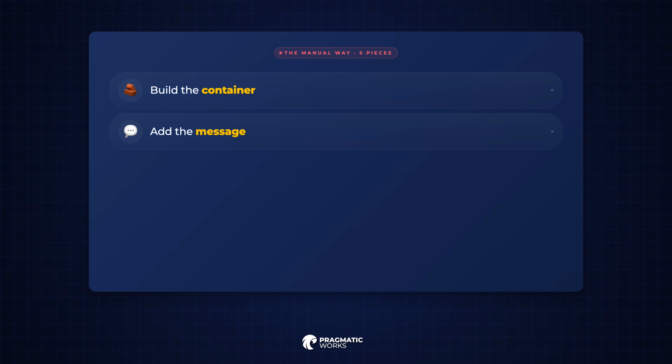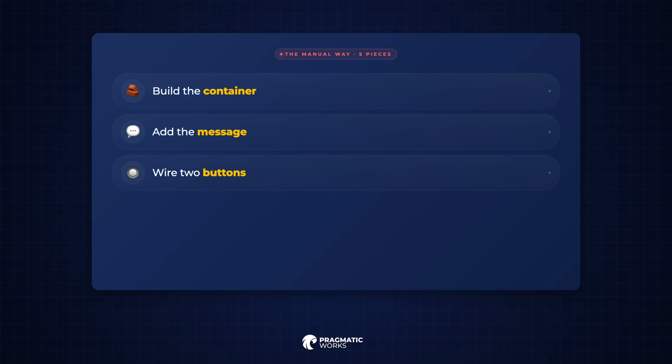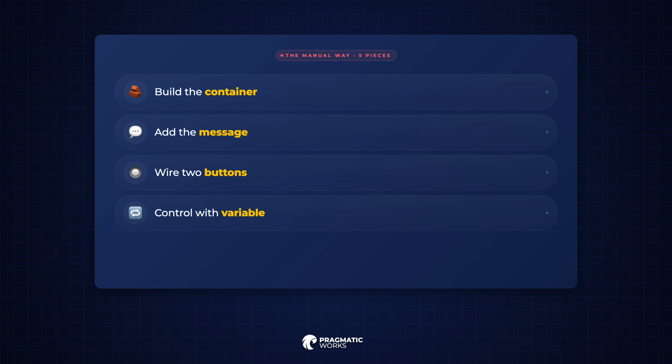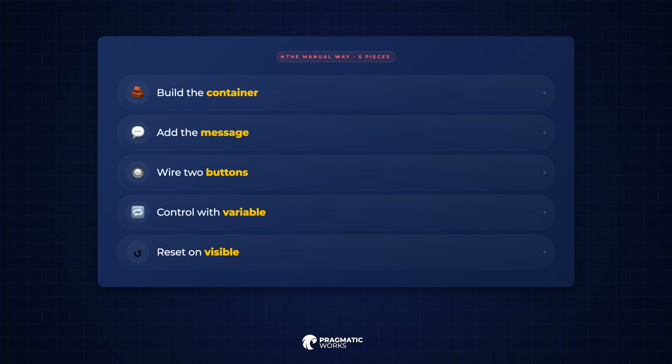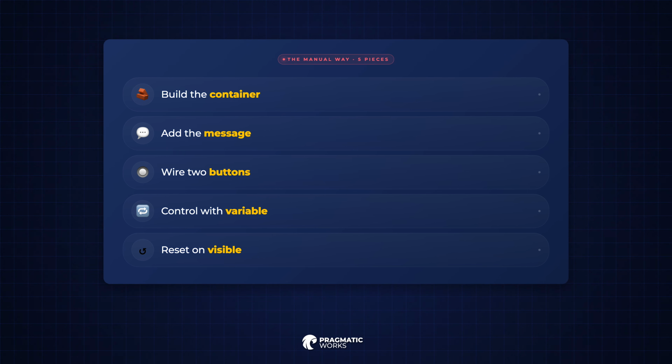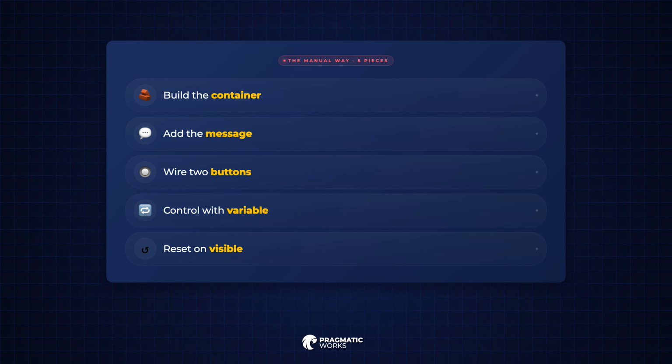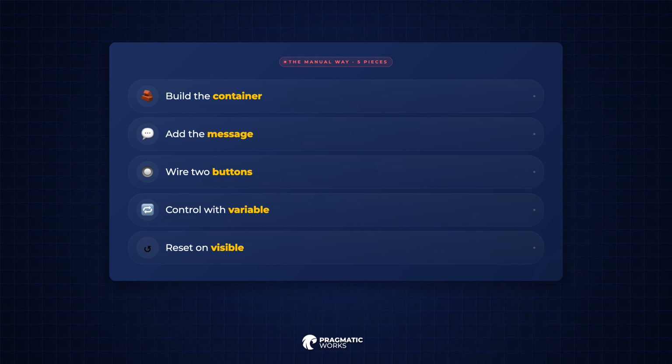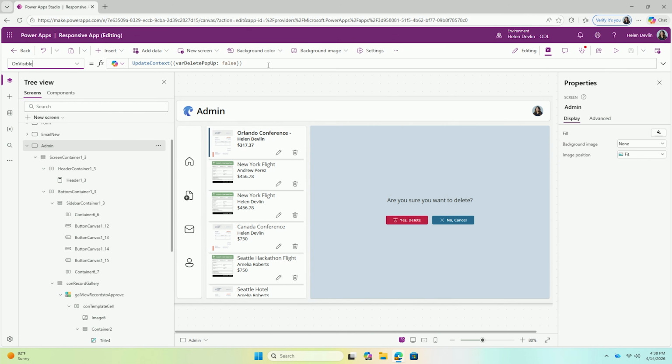I had to build out the container. I had to build out the message, the buttons. I did every single piece of this, and I built in the functionality where the buttons make the variable false and delete the record if you hit the yes delete button. And then when you see the screen, the variable's false. It's a little time consuming. So what if you want something that's a little bit quicker?